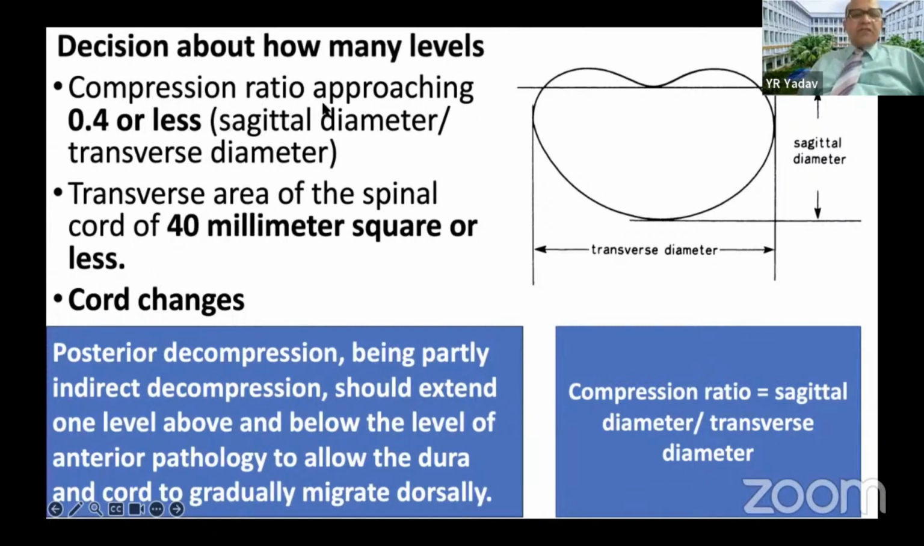Or if the AP diameter into the transverse diameter, the area, is 40 millimeter square or less, that level should also be decompressed. So 0.4 or less, or 40 millimeter square or less, or if there are associated cord changes, in that case surgery should be done.